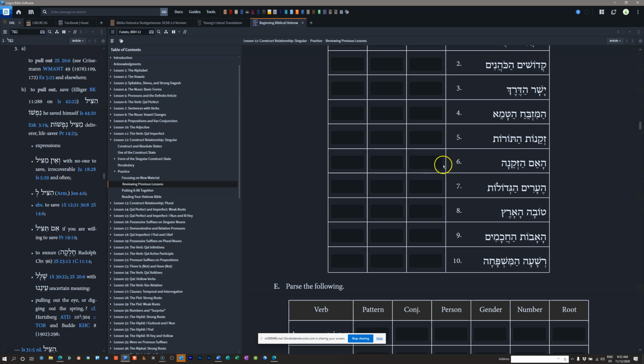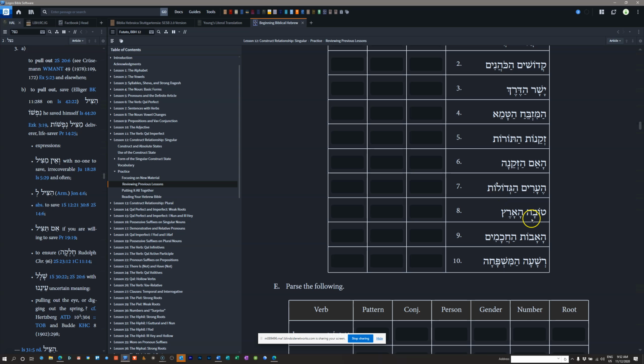If we look at number 7, we have he'arim hagedolot. Here we have two articles. The adjective comes after its noun, so this is attributive. And then looking at the adjective, we have the holam vav tav, that indicates feminine plural.